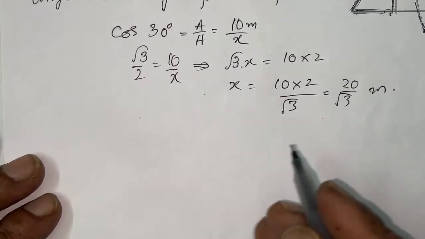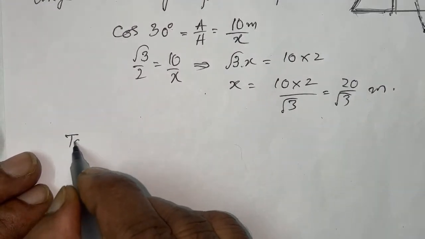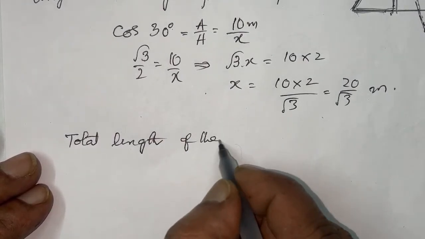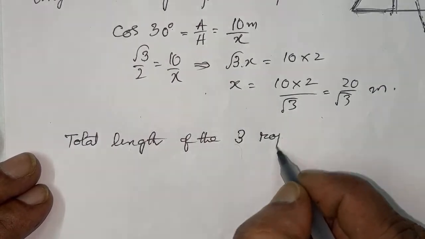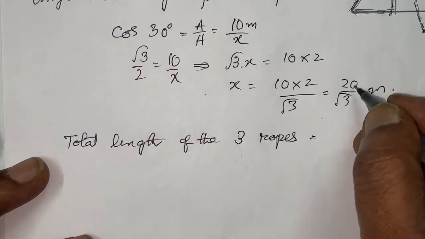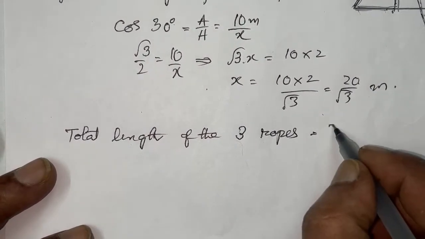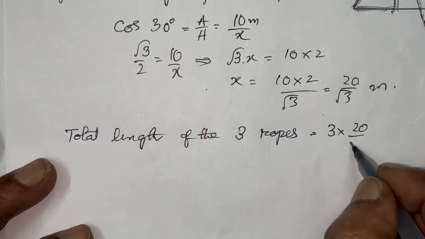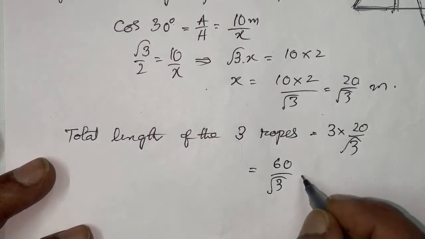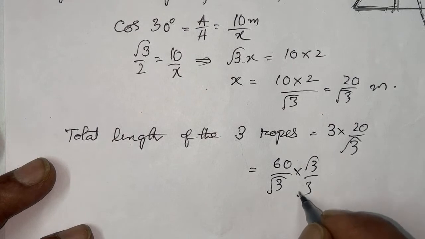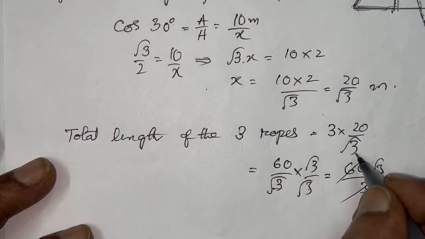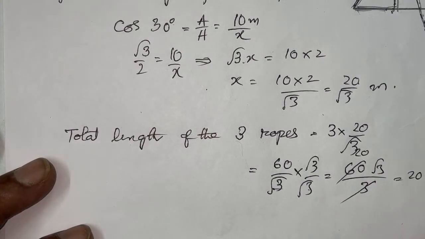Now we have to find the length of the three ropes. The total length of the three ropes means we take one rope length, 20 by root 3, and for three ropes, 3 into 20 by root 3. Now we get 60 by root 3 into root 3 by root 3. Now 60 by root 3 is equal to root 3 into root 3, the 3 will cancel, and 20 root 3 we got here.